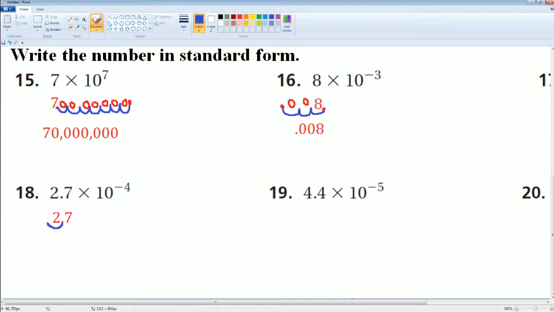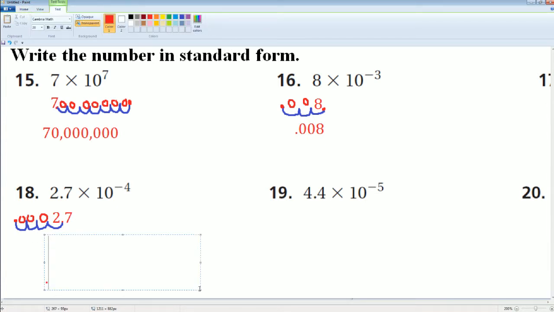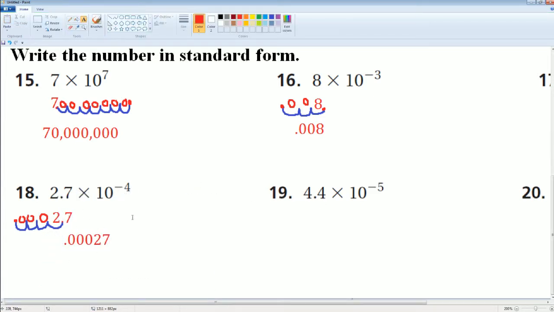This is already 1, 2, 3, 4. Put the dot. Fill it in with zeros. Okay. Then it becomes 0.00027. There you go. Right? I just rewrote it neat. Okay. Again, show the work, write the final answer.